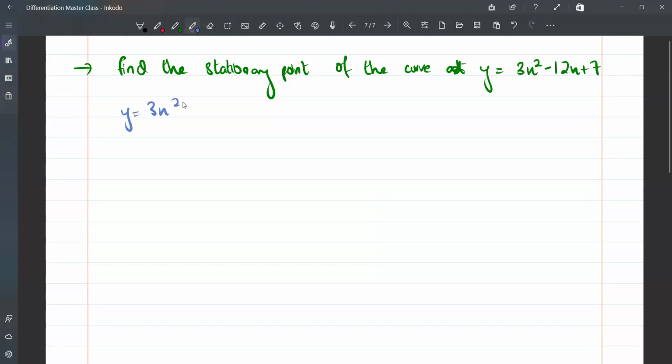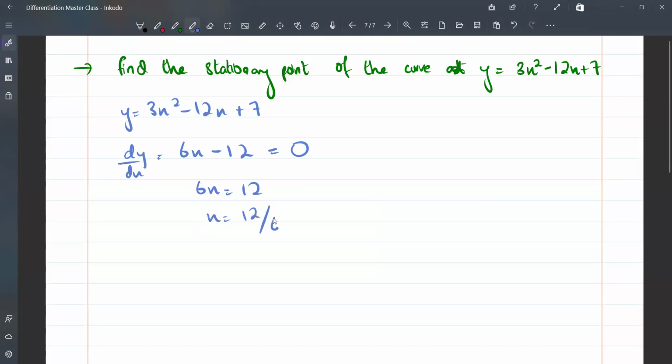So we will just differentiate. When we differentiate, we get 6x minus 12. And now equate the differential to 0. So 6x is 12 and x is 12 upon 6, which is 2. X is 2. Now we'll substitute this back into the equation to find y.